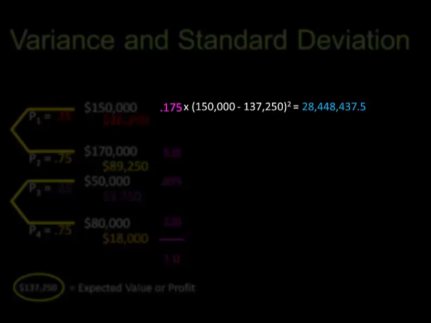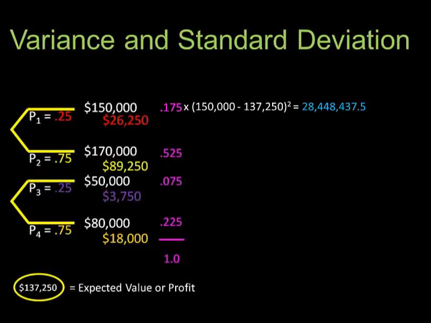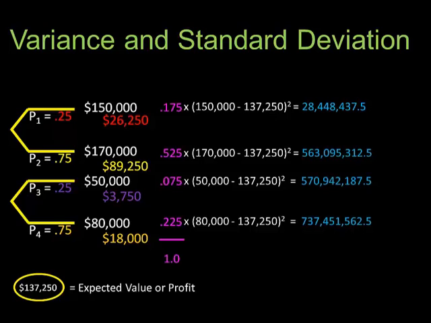the 150,000 minus the 137,250 and square it. Then multiply that times that new probability of the 0.175, and you get this horrendously long number. Just write it down. Maybe do your calculations twice, but write it down. And that is part of the variance. And you want to do that for all 4 of these.